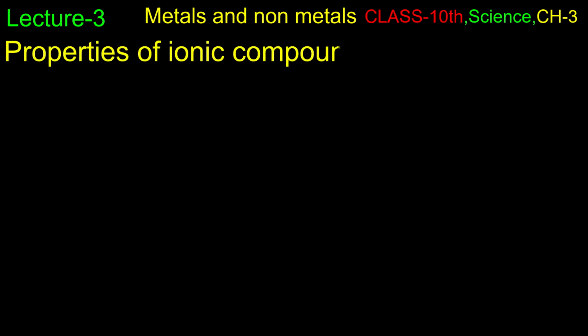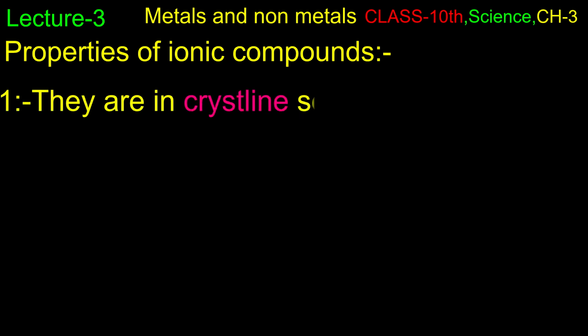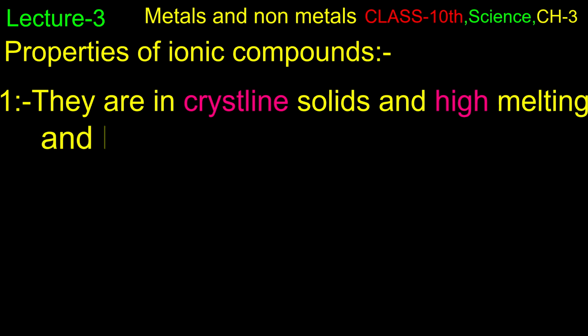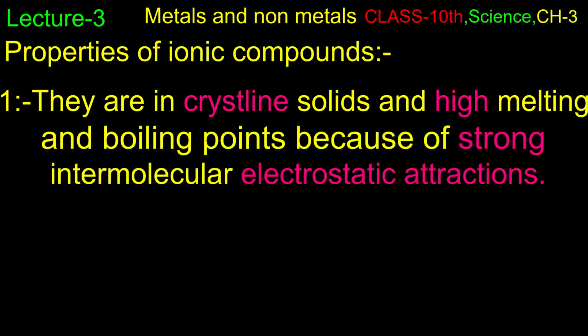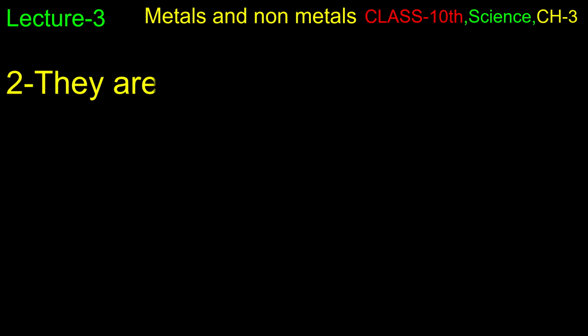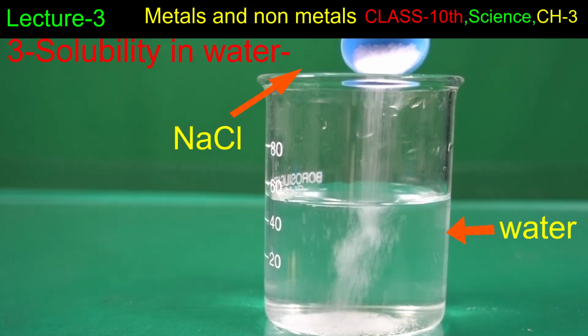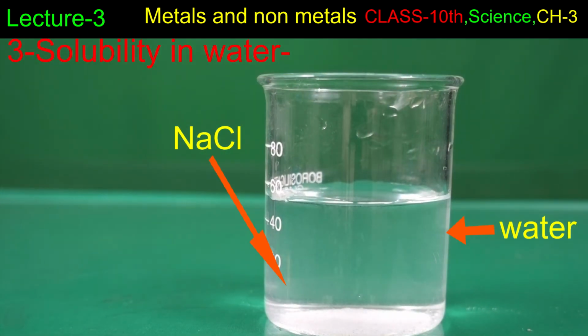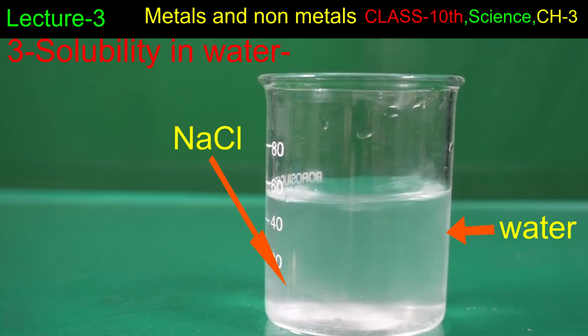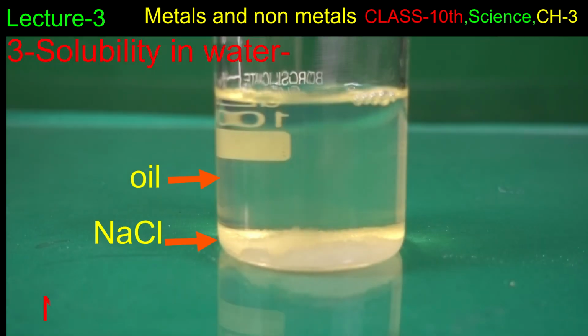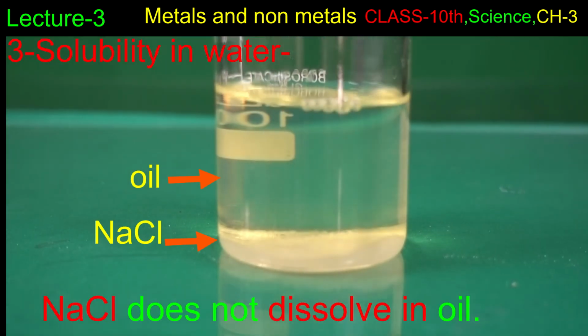Now I tell you the properties of ionic compounds. Number 1, they are crystalline solids and have high melting and boiling points because the ions have very strong electrostatic attractions. Number 2, they are brittle. Number 3, their solubility in water is quite high because water is a polar solvent, and the ionic compounds dissolve in polar solvents and not in non-polar solvents like kerosene or petrol.